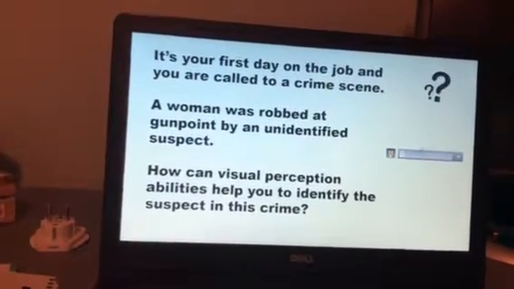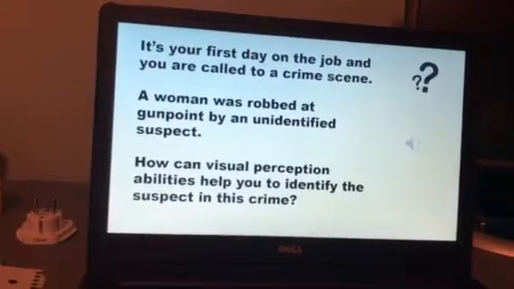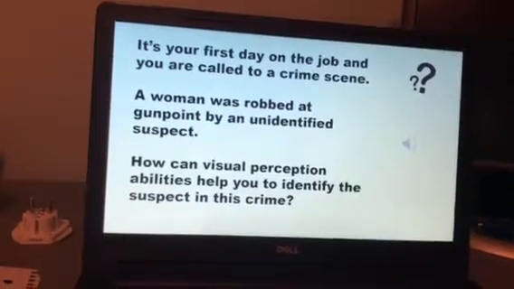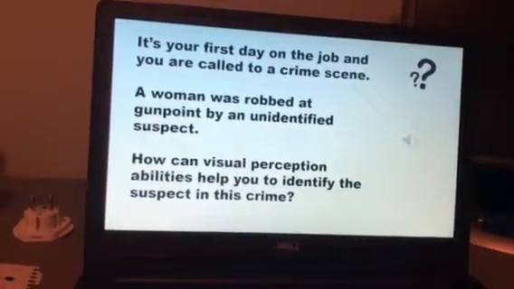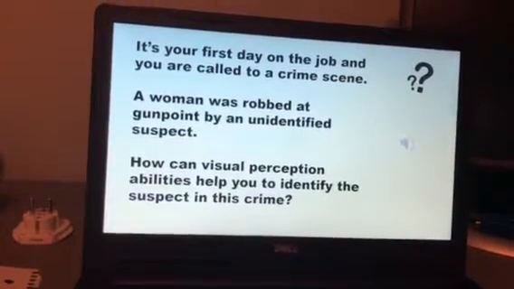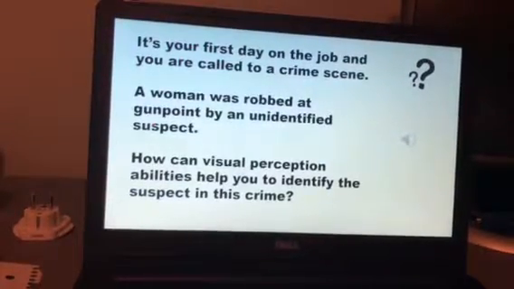It's your first day on the job and you were called to a crime scene. A woman was robbed at gunpoint by an unidentified suspect. How can visual perception abilities help you to identify the suspect in this crime? This is what we'll talk about today.